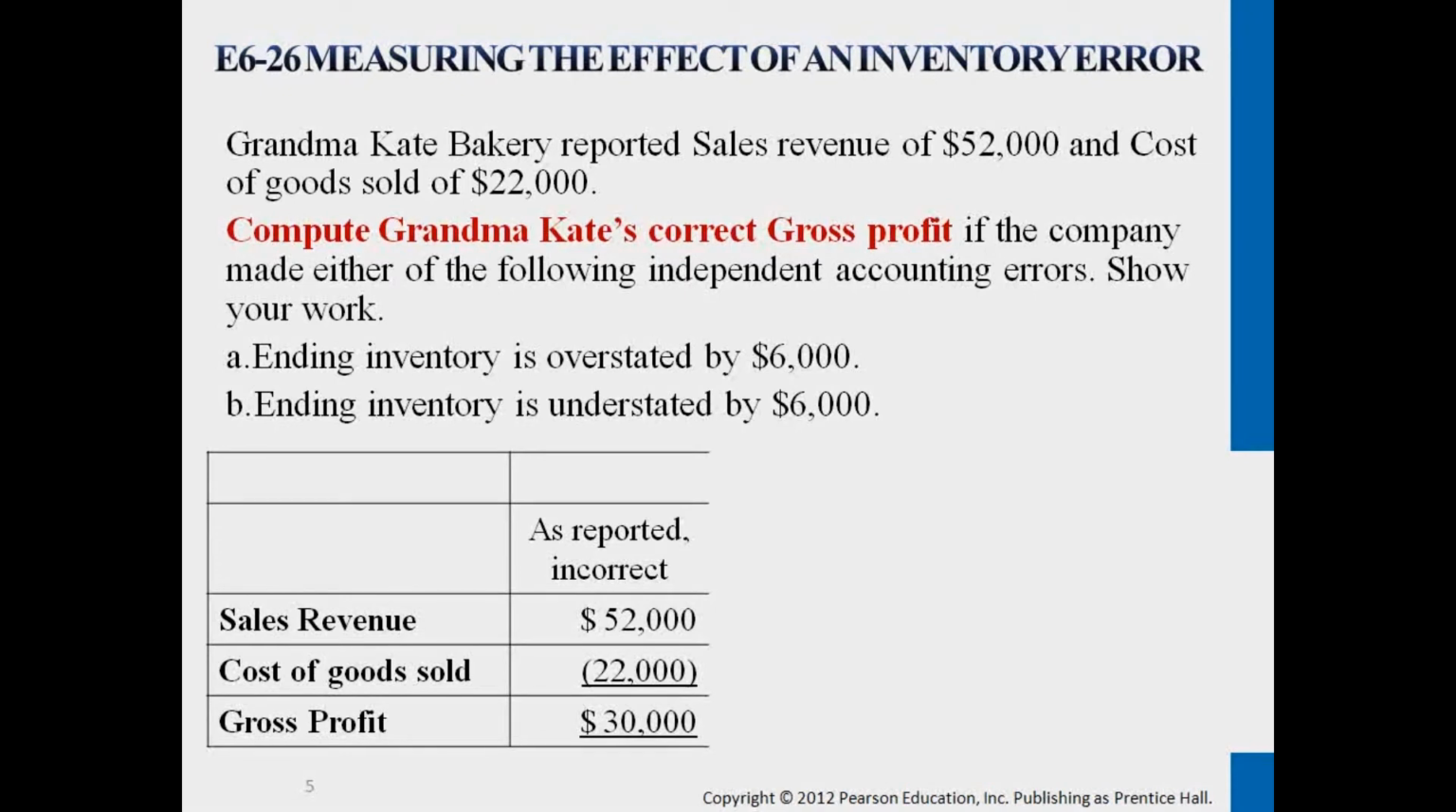If A is ending inventory is overstated, what happens to cost of goods sold expense? Understated. So if this is understated, how should we fix this? If we want to restate the financial statements, if we notice this error here, this is understated. So what is the correct number then? We have to add back the $6,000. So this part is $28,000.